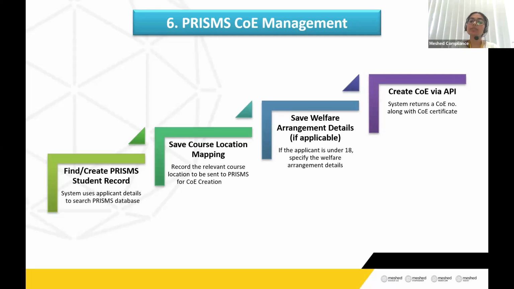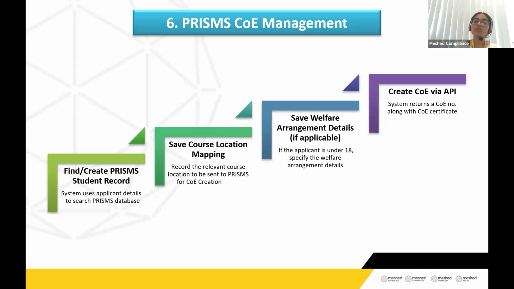As it is done in the PRISMS UI, the system will first use the applicant or the student information to look up the student record in the PRISMS database. If the API is successful in finding the student record in PRISMS, it will return a successful student ID or a student number, which is more of a resource number than a student ID. This resource number or the student number is later used by the system to create, cancel, or view the COE. Second stage is to save the course location mapping.